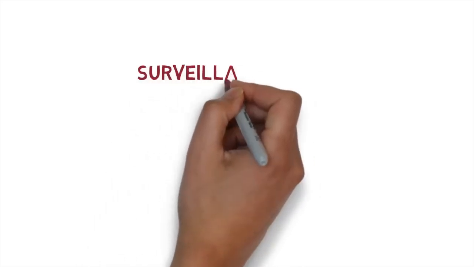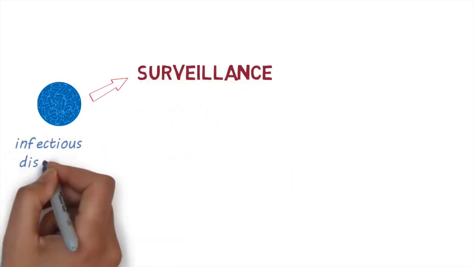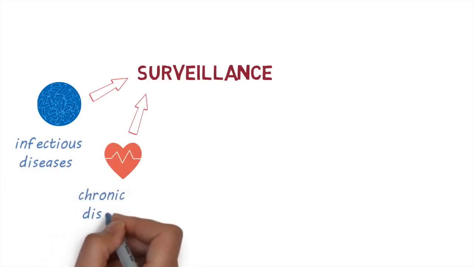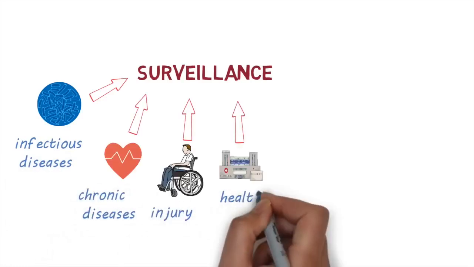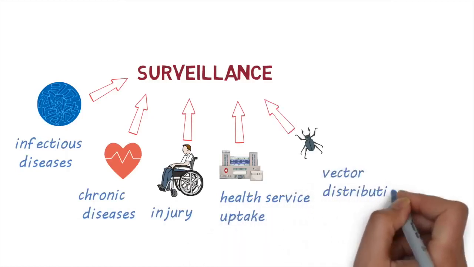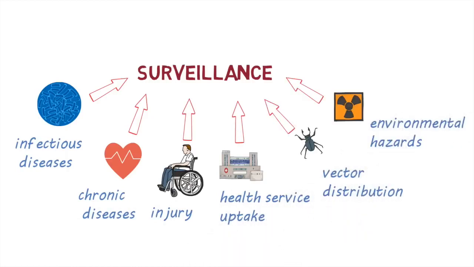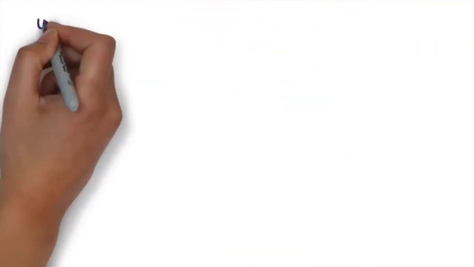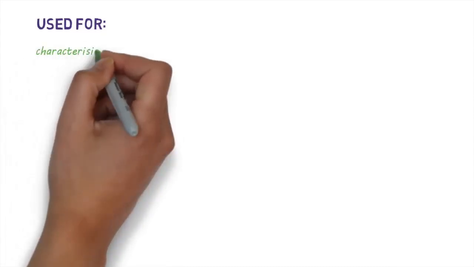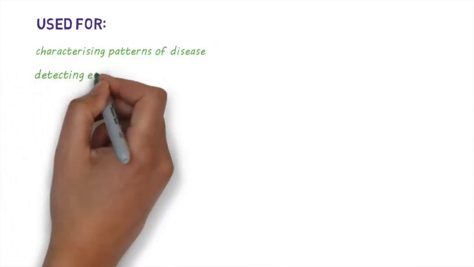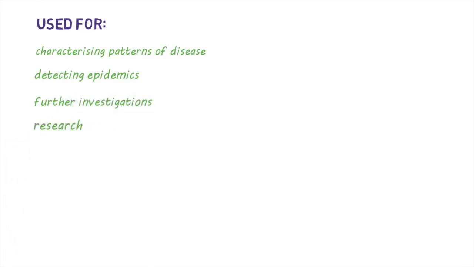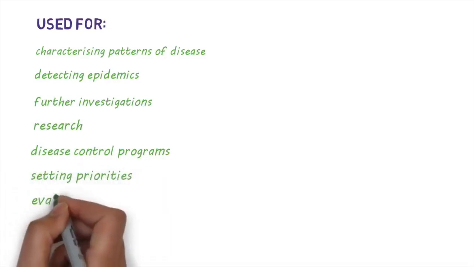Historically, surveillance was mainly used to monitor infectious diseases. However, it can be used to monitor any health-related event, such as chronic diseases, injury, health services uptake, vector distribution, or environmental hazards. Surveillance can be thought of as the eyes and ears of public health. The information gained from surveillance can be used for characterizing the patterns of disease, detecting outbreaks, suggesting hypotheses for further investigation, identifying cases for further research, guiding disease control programs, setting public health priorities, or evaluating health programs.